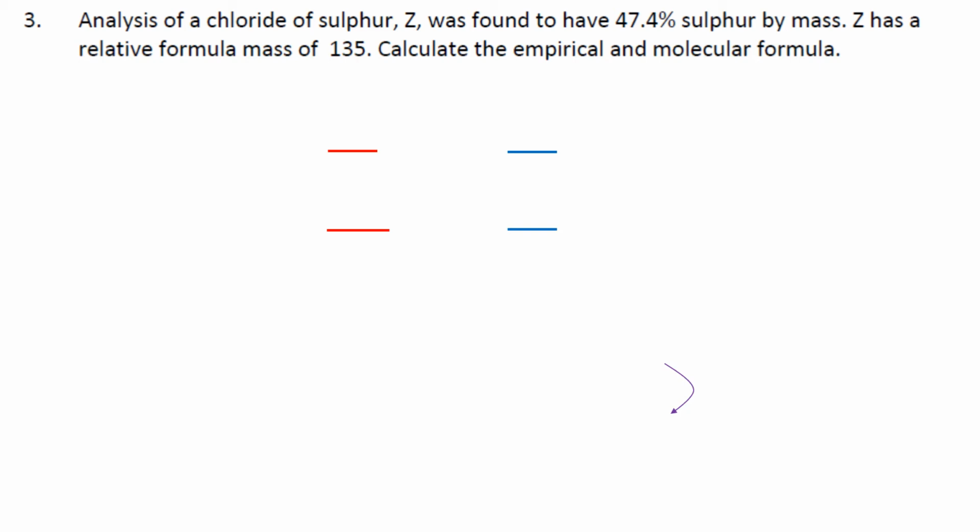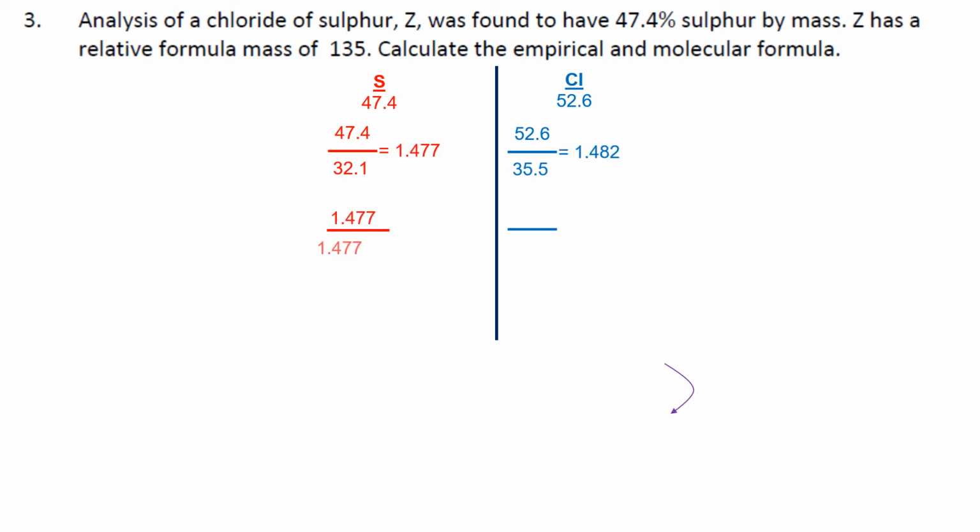Okay, so this one is a chloride of sulphur. So the two columns will be sulphur and chlorine. They've told us that 47.4% of it is sulphur, so the remaining percentage must be chlorine, so 52.6. Divide them by their atomic masses, get those from the periodic table. You get 1.477, 1.482. Divide them by the smallest number, we get something very close to 1 to 1. So it's 1 to 1, so it's SCl.